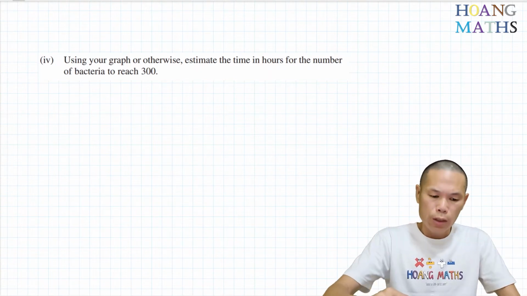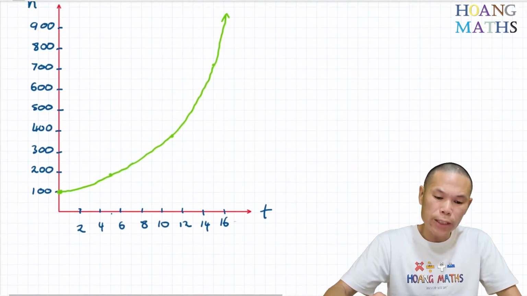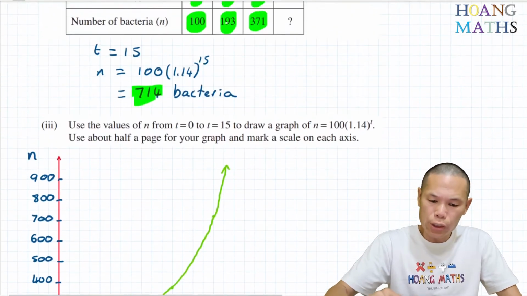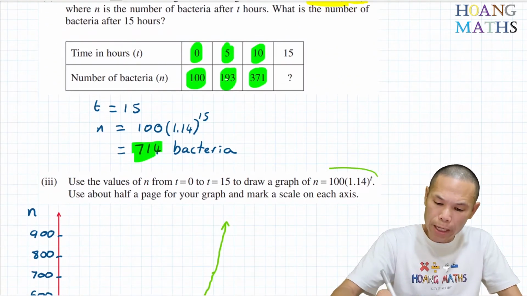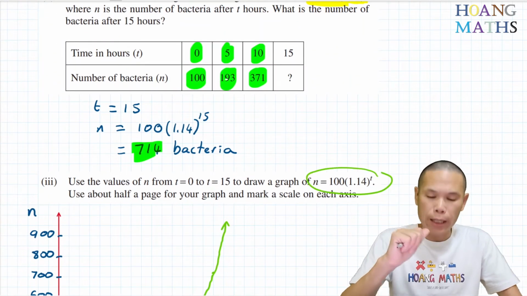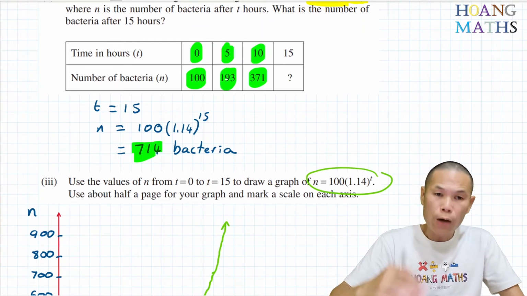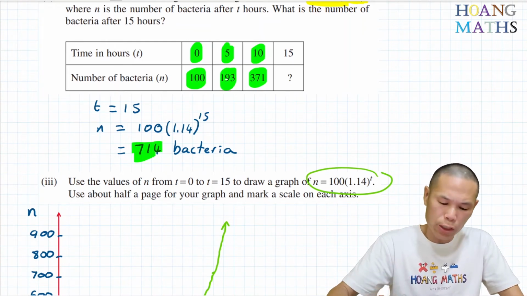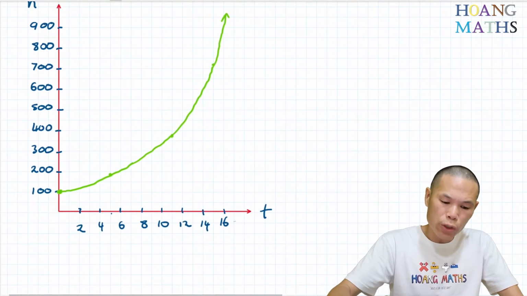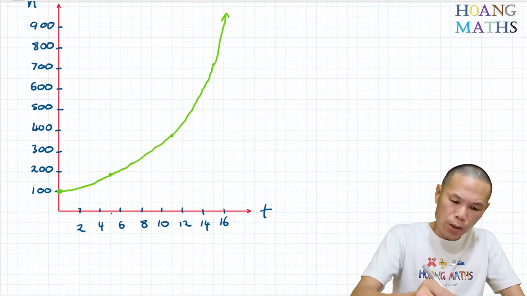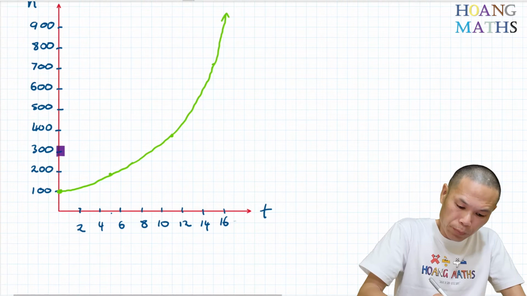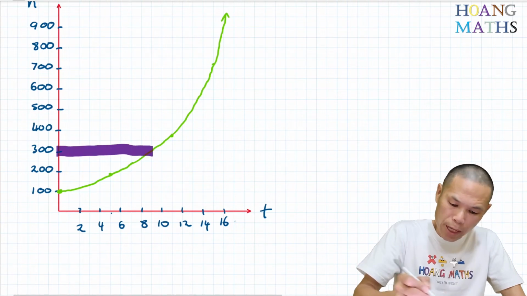So of course, we can just use our graph to estimate. Otherwise, you can use this formula here and use guess and check, okay? To use the graph, of course, you will not get an exact answer, so you just estimate roughly. To reach 300, so 300 is here, hit this line here.